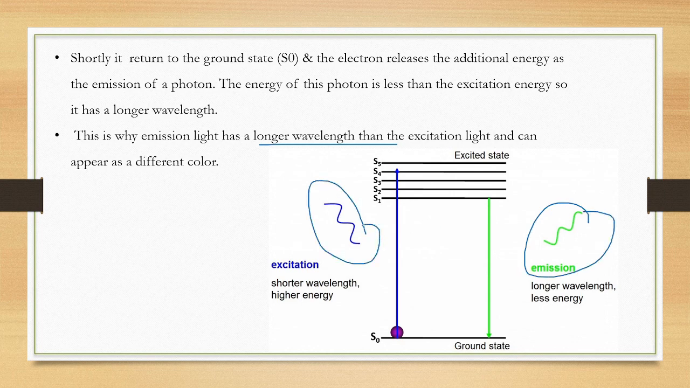This one has a longer wavelength than this. But here the energy is less. Here the energy is much greater. And they differ in the color. So this is the blue color, this is blue color, and this is green in color.